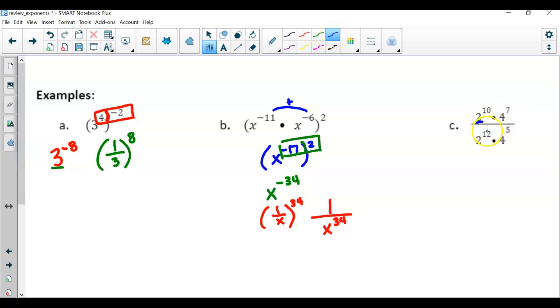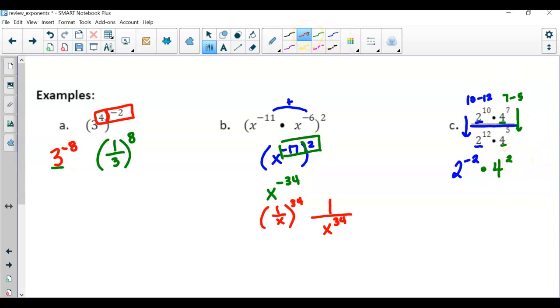Well, here I've got 2 and then 2 in the denominator. So that means we're going to subtract the exponents because we're dividing. So we're going to use our quotient rule. So this is 10 minus 12. Remember, top to bottom. So 10 minus 12, which is 2 to the negative 2 here. Then we're going to multiply that again. We have our bases, which are the same. So again, top to bottom. That's 7 minus 5, which is just 4 to the second power.